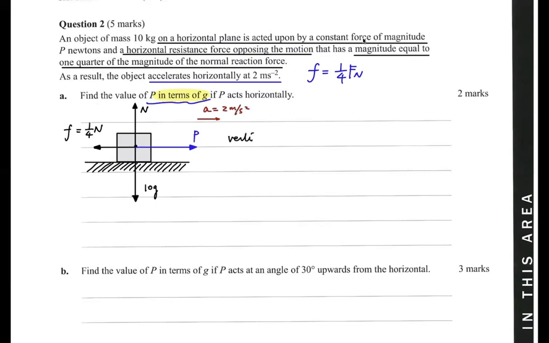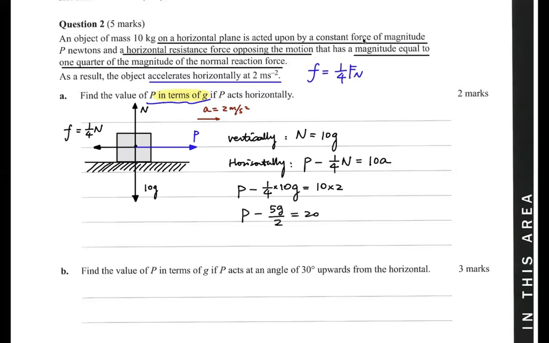So now, vertically, the normal reaction and the 10g are in equilibrium. Horizontally, we have P minus 1/4 N equals 10 times the acceleration. So P minus 1/4 times 10g equals 10 times 2 meters per second squared. So P minus 5g over 2 equals 20. And P is just 20 plus 5g over 2. We could simplify that expression, of course, but it's up to you because it's already in terms of g. So I would say it's 40 plus 5g over 2. Take out 5, 8 plus g over 2. And that's in newtons, okay?